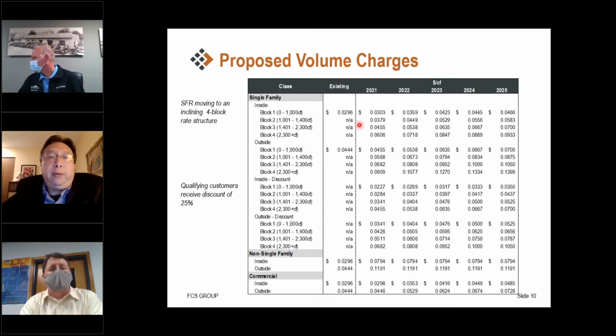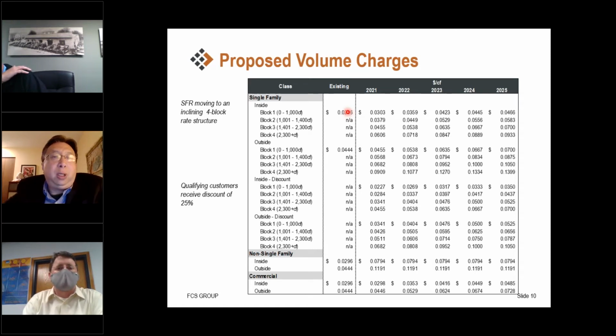Sure. So what we have now is a rate structure that does not have any incentives for conserving water. In other words, someone using 2,300 cubic feet of water is billed the same in terms of the unit costs as someone using 1,000 cubic feet of water. So the recommendation here is to move them into a higher block. As someone uses more water, their billing would increase.